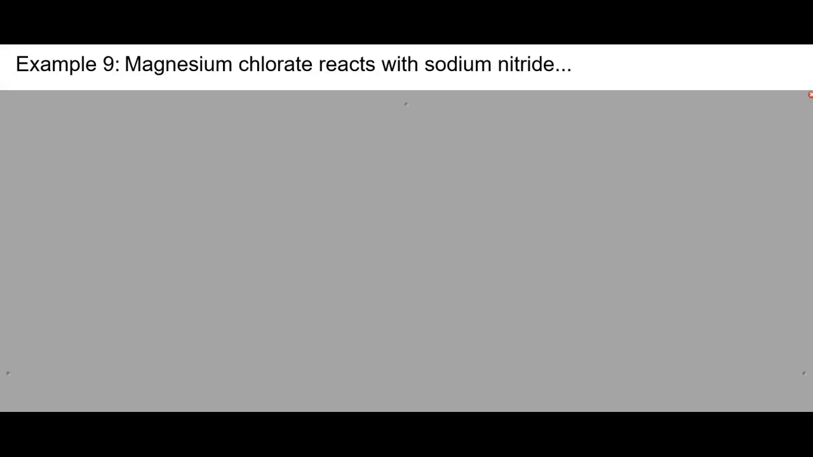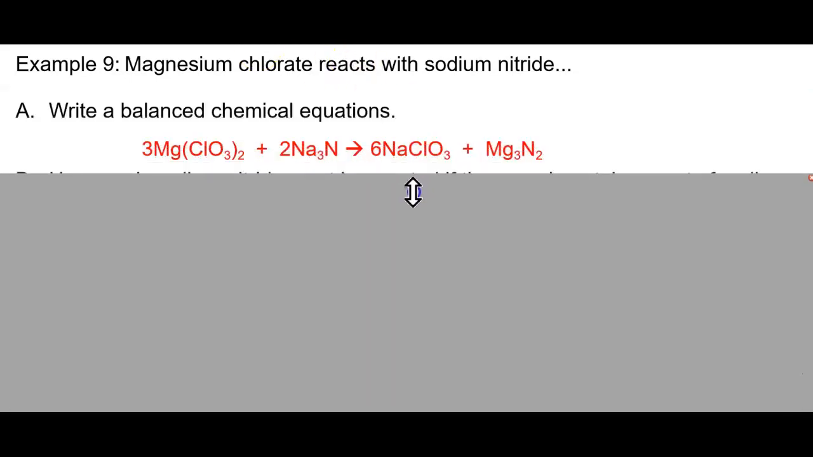Stoichiometry notes, example 9, second year chemistry. Okay, so we have magnesium chlorate reacts with sodium nitride. Please pause this video and write a balanced chemical equation for it. Welcome back. Hopefully this is what you got. If not, please correct yours.